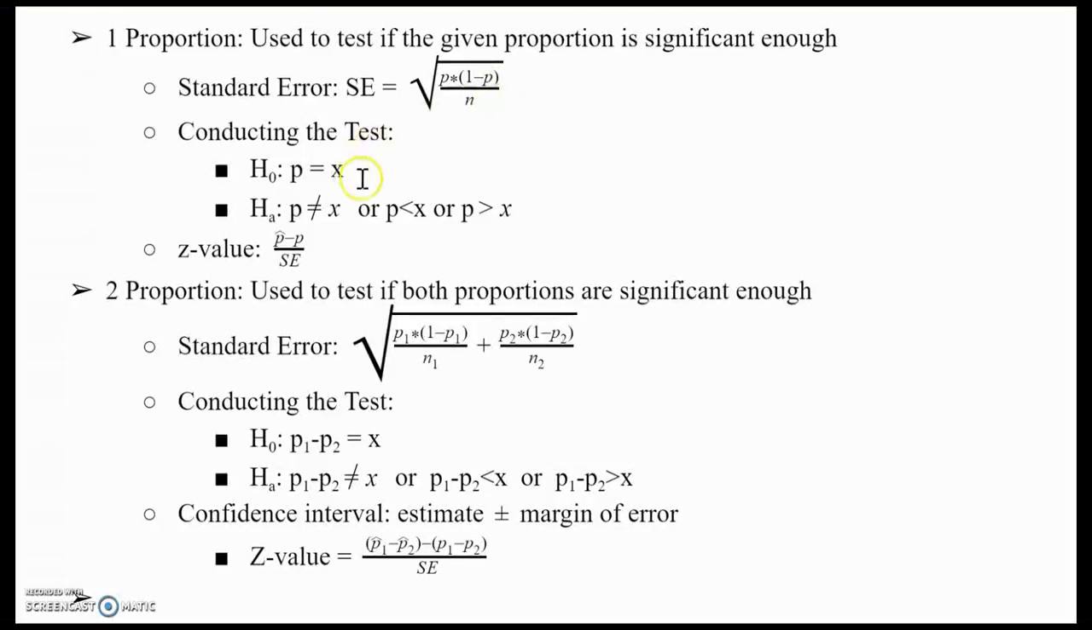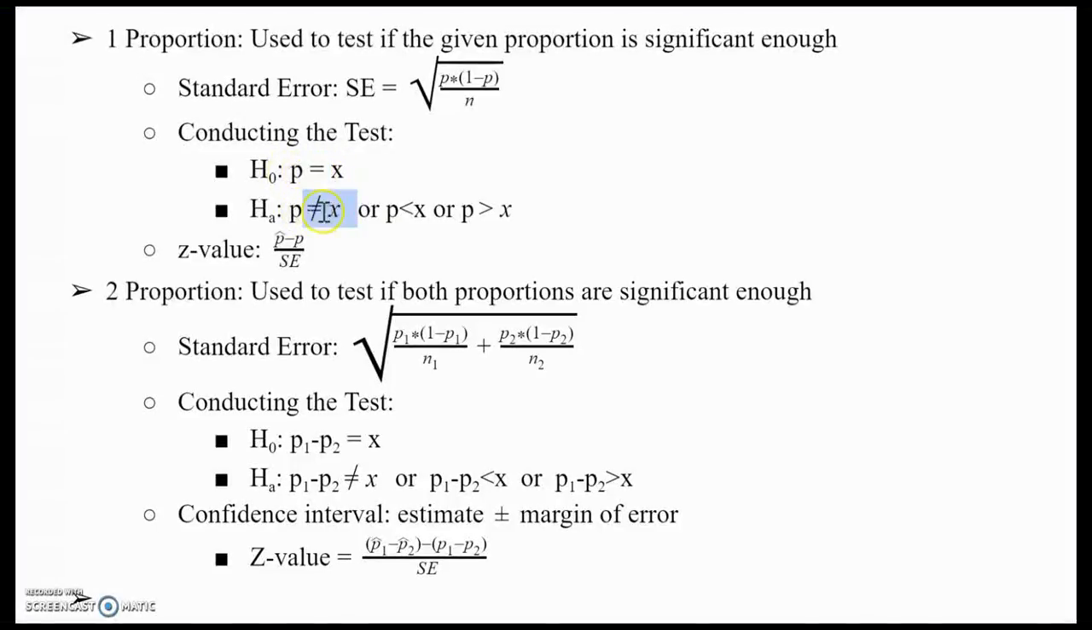Conducting the test. Now this is what your null hypothesis looks like. This is your p, which you observe from the population, and it is equivalent to some value. It ranges, all the time, from 0 to 1. Sometimes it can be 0, sometimes it can be 0.7, it can be anything. Your alternate, on the other hand, is determined by what the question states. So here in your null hypothesis, it would always have this equal sign.